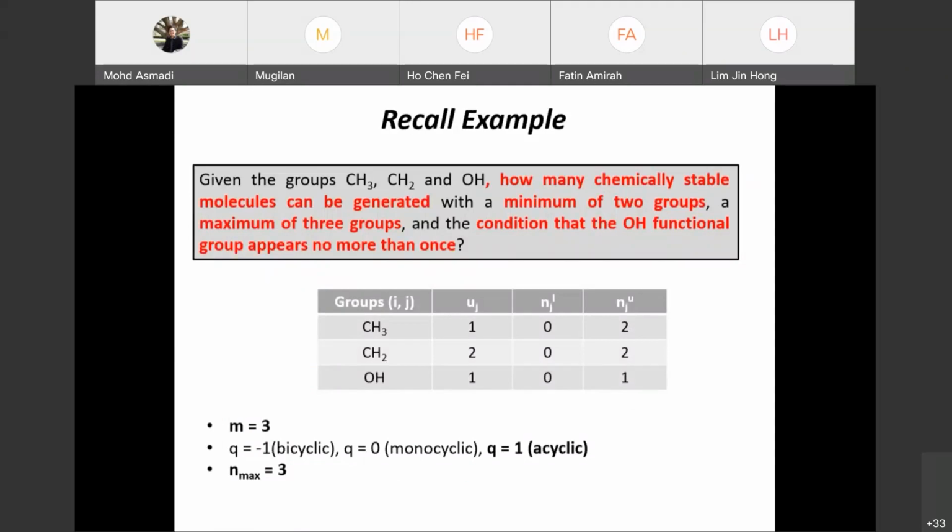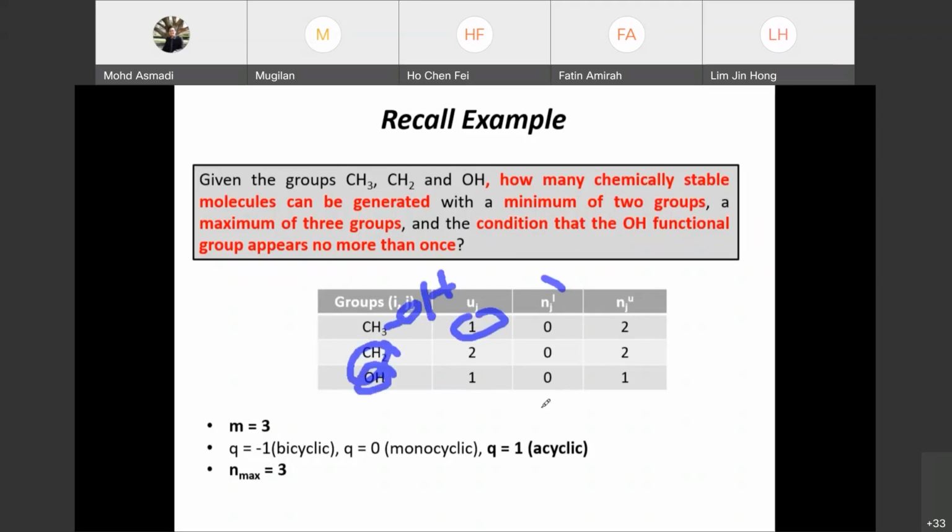So the U is the valence group, right? If you look at here, the valence for CH3 is 1. Of course, we can attach one functional group, so meaning only 1. CH2 is definitely 2, OH is definitely 1.